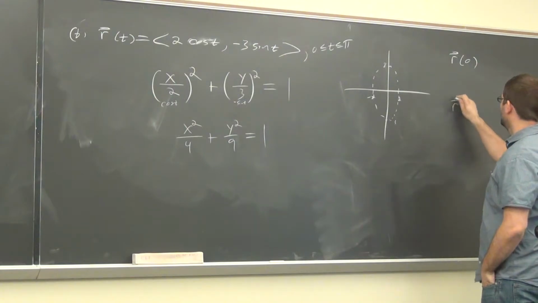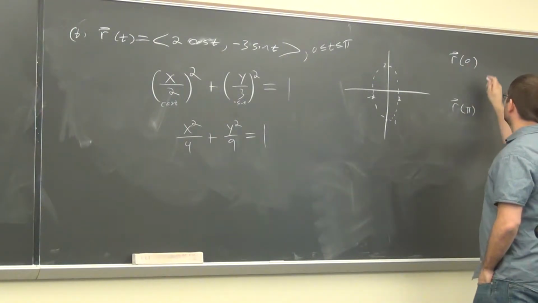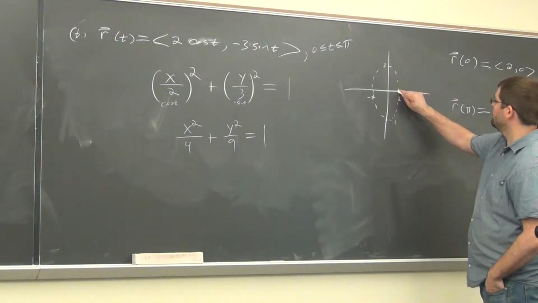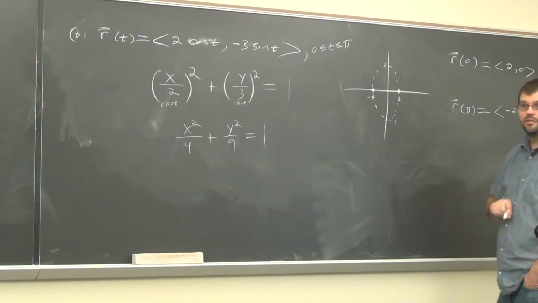So let's just do that. In particular, you at least need to figure out r of 0 and r of pi, right? What's r of 0? 2, 0, right? And what's r of pi? Negative 2, 0, right? Just sine and cosine of pi, plug them in. Okay, so that means you're starting off here, and then you're ending there.